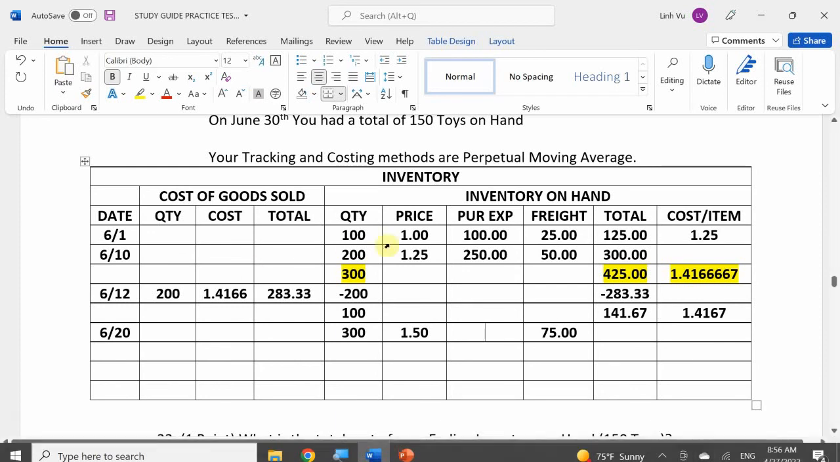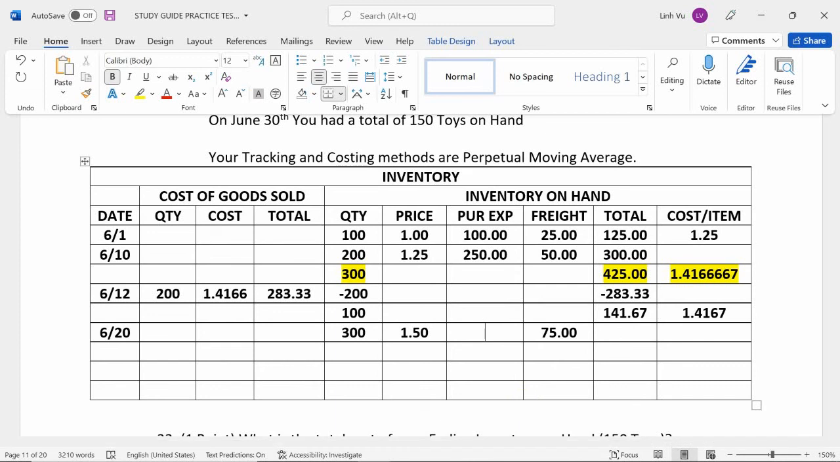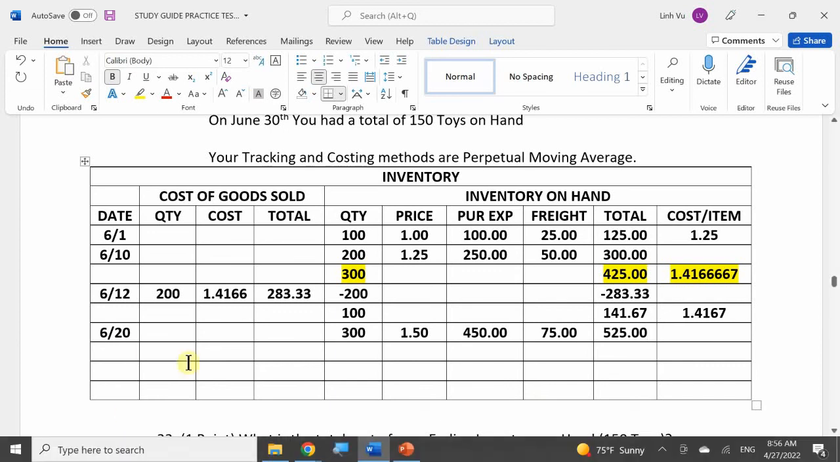I don't know if you want me to highlight this or not. No, it's okay. And then we just purchased 300. And we just purchased 300.